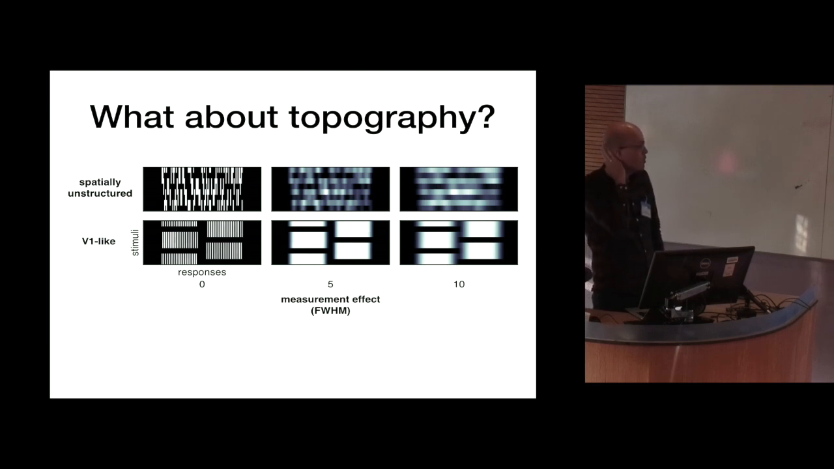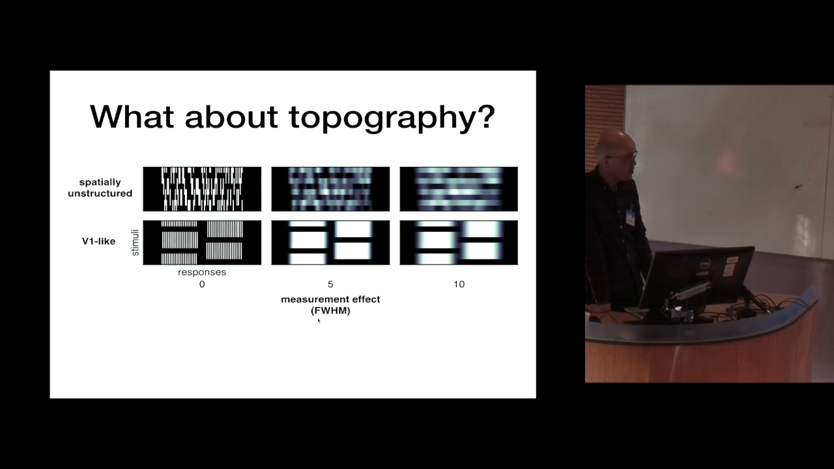Here's a second simulation to get at that. So here we have two cases. Here the responses are just binary on or off, so white means response. Here we have a spatially unstructured representation. The stimuli are on the y-axis, the features are on the x-axis. And here's a spatially structured representation where there is some large-scale organization to the response preferences in particular units.